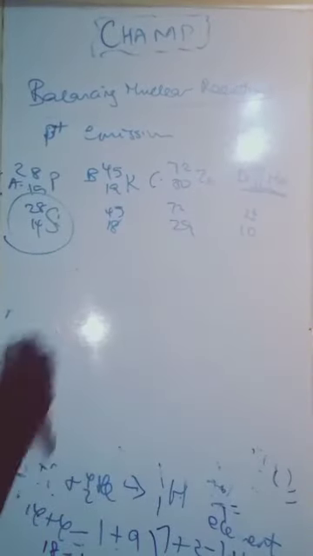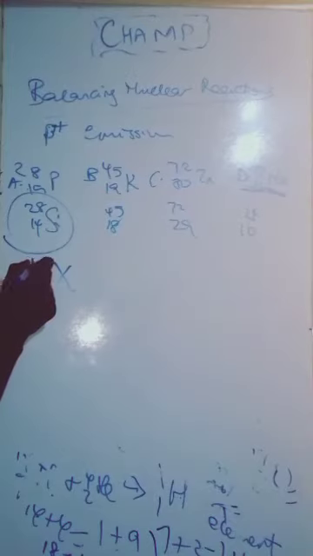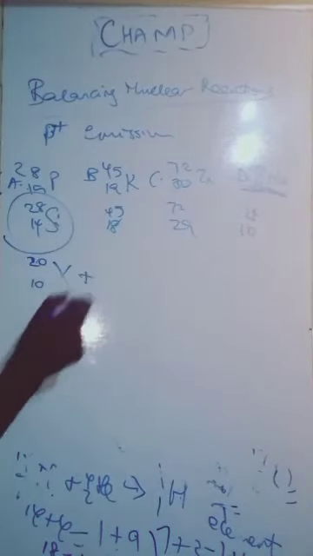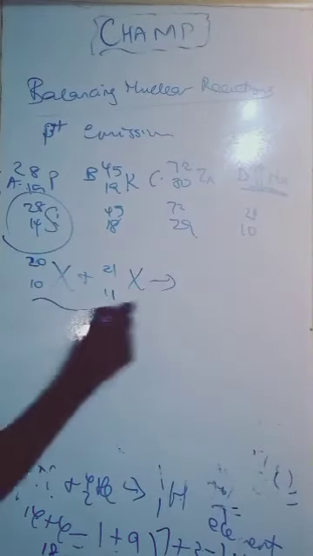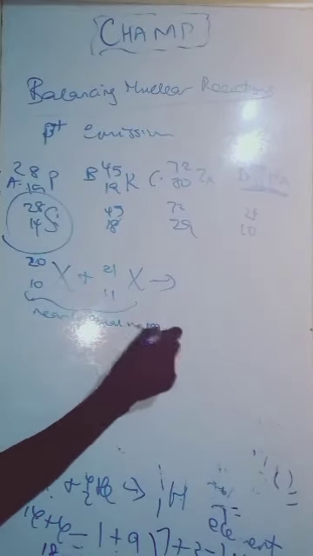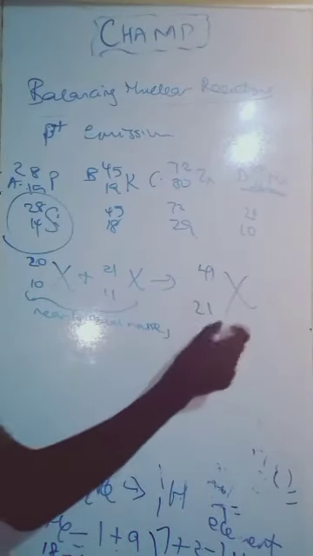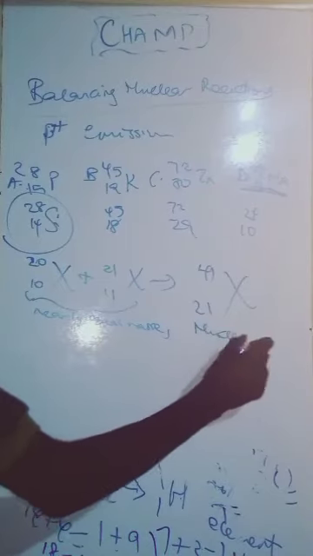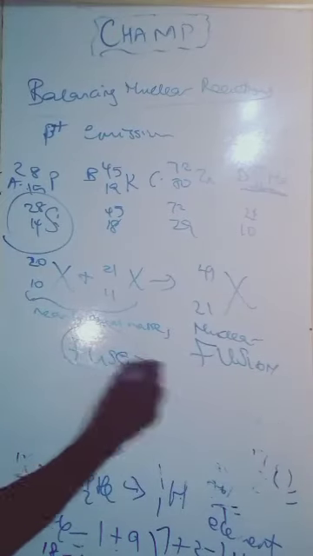Let me distinguish between nuclear fusion and nuclear fission. Nuclear fusion is when two small elements combine. Maybe we have this one, 20/10, and this one, 21/11, and they combine. Now, they must be what? Nearly equal masses. That's the condition. When they combine, they will give you a bigger particle. So this is 41/21. This is what we call nuclear fusion. You fuse something together. Fusion.